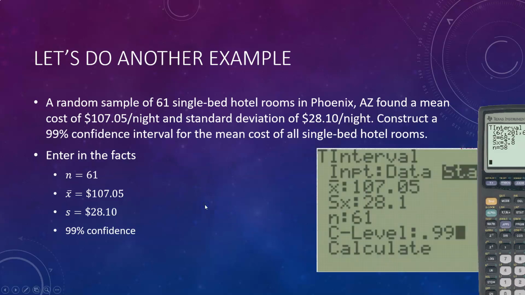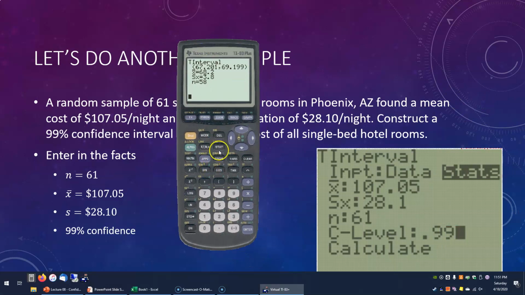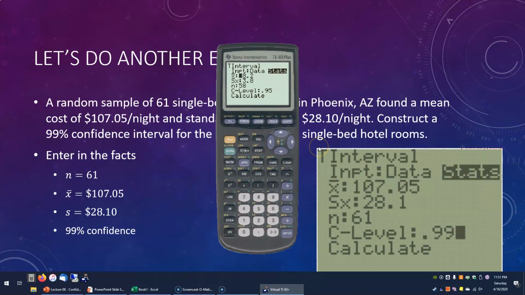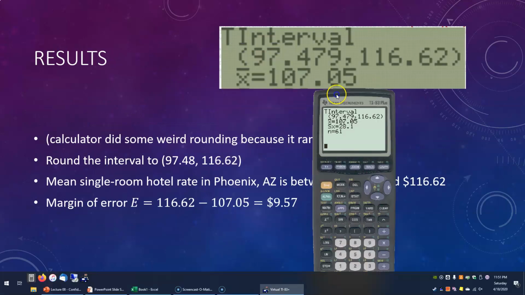Okay. So I'm going to go, once again, hit Stat, go over to Tests. I want option 8. I'm going to enter in this information here, which you see here. The mean of my sample is $107.05. Standard deviation is $28.10. I looked at 61 hotel rooms, and I'm looking at 99% confidence. Let's calculate that. It's going to churn for a second, and there we go.